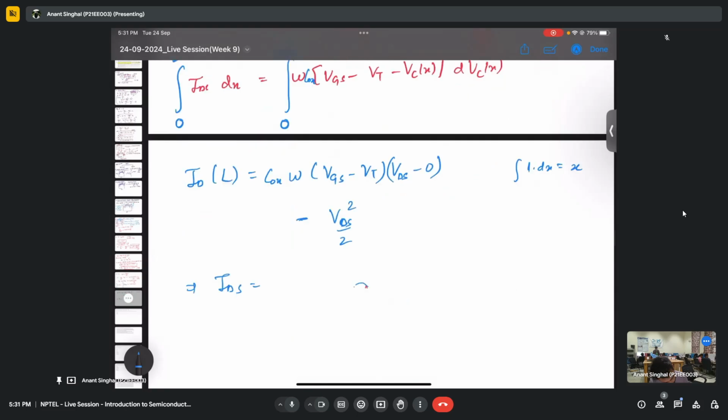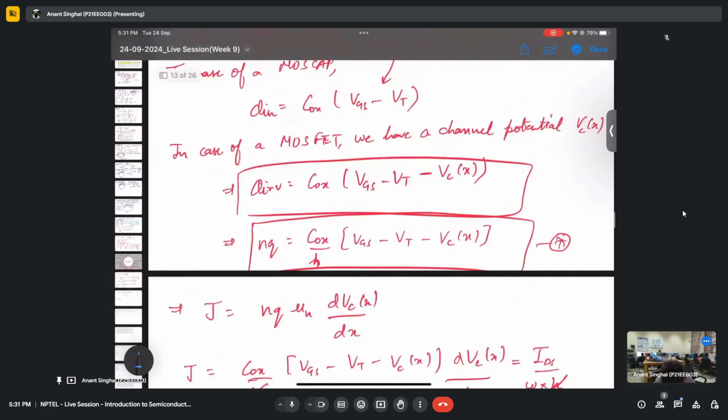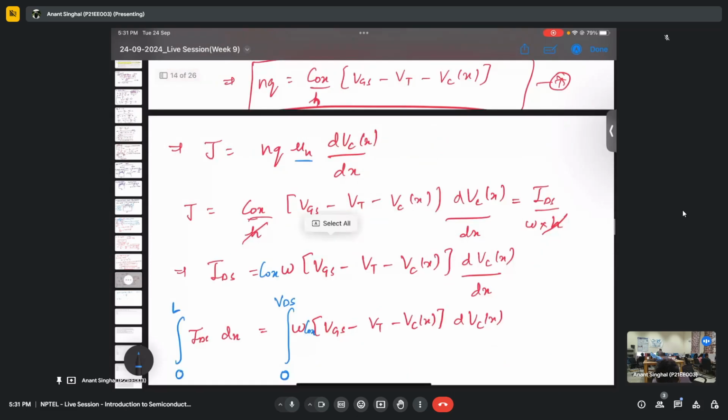Yeah, I am still missing out the mobility, which I have again forgotten. So J was NQ mu n. So this mu n, I also forgot to write this mu n. So adding this, sorry for that.